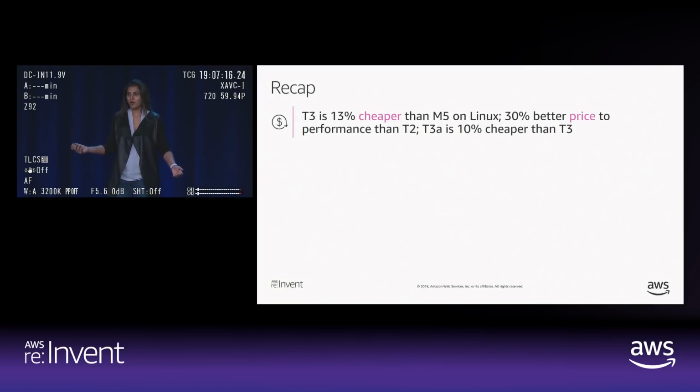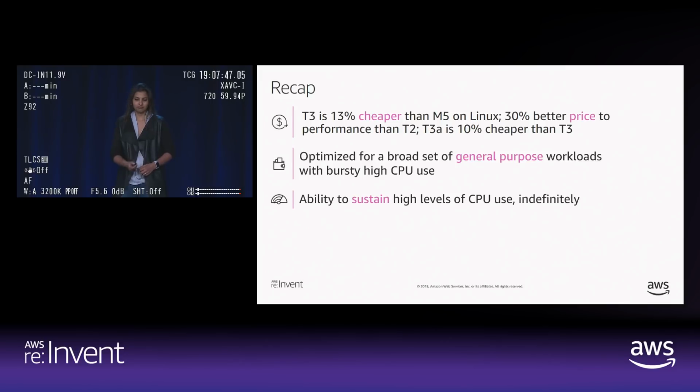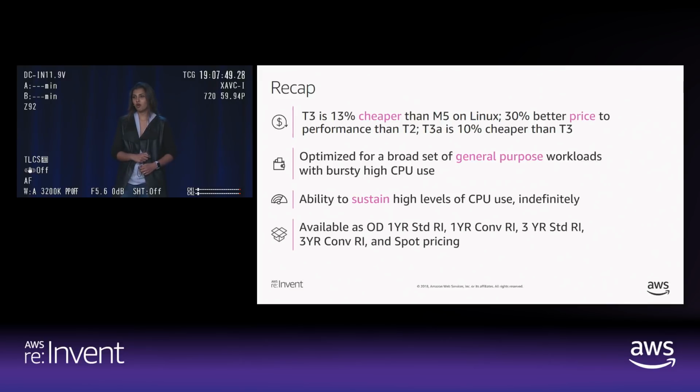The thing that I want you to walk away from here is that T3 is 13% cheaper than M5 instances. It's got 30% better price to performance compared to the previous generation T2 instances. T3A has an additional 10% discount compared to T3. It is optimized for a broad set of general purpose workloads with the ability to burst for high and sustained CPU usage. And it is supported in all the different pricing models: on demand, 1 year, 3 year RI, standard and convertible, also in spot.